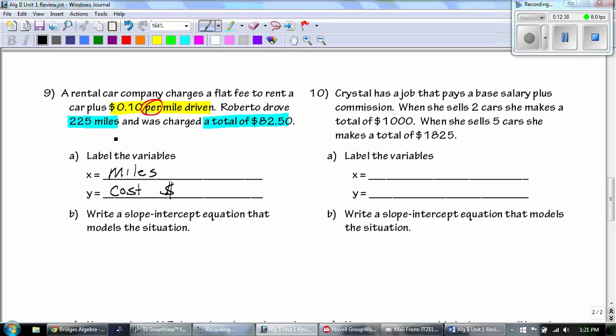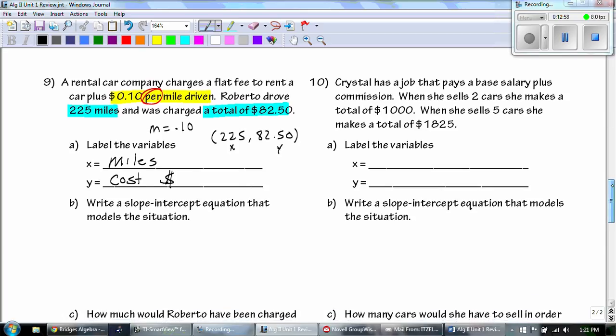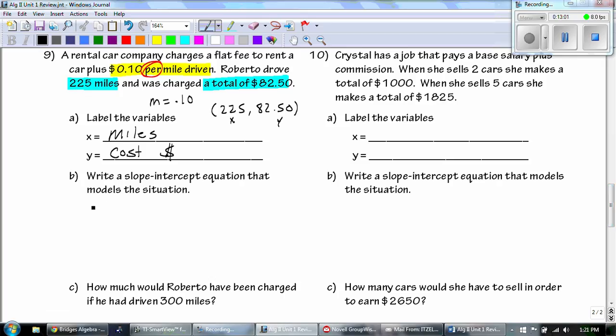So they gave me 3 numbers. When they give me 3 numbers, one of those has to be the slope because of the word per, and the other one is a point. That's my x and that's my y. All right, so write a slope-intercept form equation. Well, I can't really write slope-intercept yet, but I can do point-slope because I know my slope and I know my point. So 82.50 and 225.